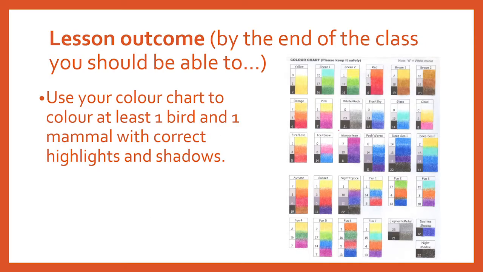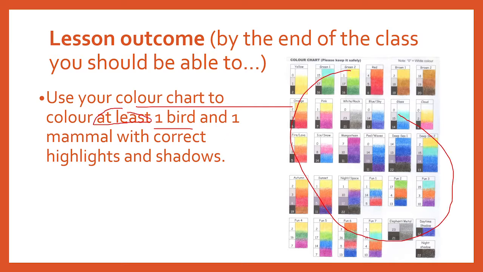So the lesson outcome, by the end of the class, what should you be able to do? You're going to use your color chart, which is this one, to color at least one bird, at least only one bird and one mammal, with correct highlights. Make sure you put the highlights and the shadows.